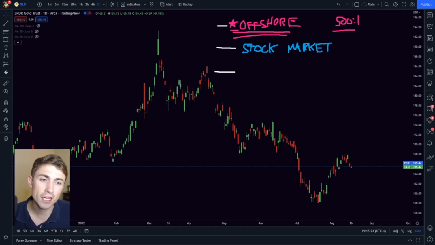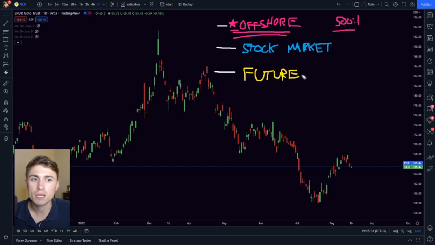The third and final option is something that I personally don't do. I don't think there's anything wrong with it, I just don't trade the futures market. You can trade futures for the E-mini. E-minis, you could trade gold, you can trade oil, all sorts of things on the futures market. And this is also an option for people who want to trade gold and the S&P 500 here in the US.